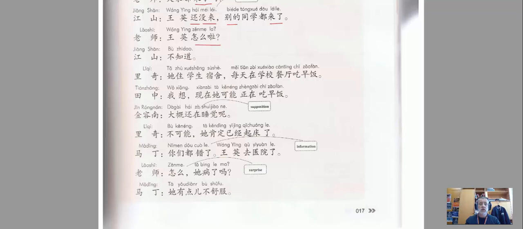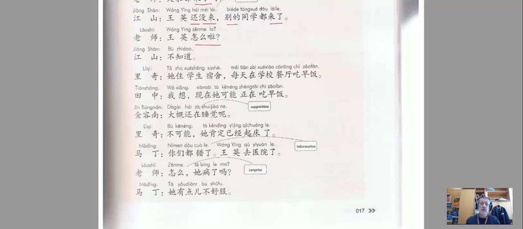他住学生宿舍，每天在学校餐厅吃早饭. And again, I strongly recommend when you're looking at sentences like this that have more than one clause in them, treat each clause like a little sentence, a mini sentence, and try to understand what the first clause is about. Look at the structure, look at the meaning, and then when you're clear about that, move on to the second clause. And sometimes in English, there's no need to necessarily directly link them when you're translating them into English with some kind of conjunction word. Sometimes you just have them as two separate sentences.